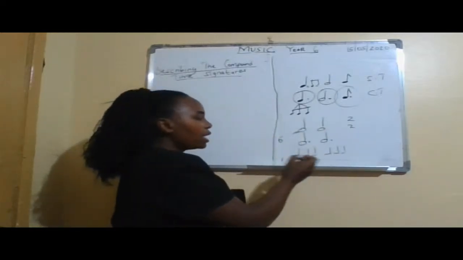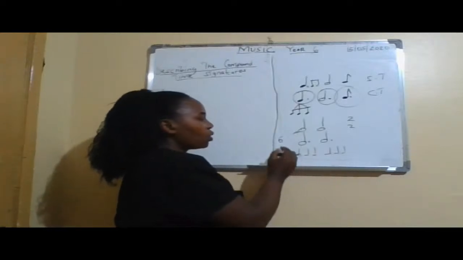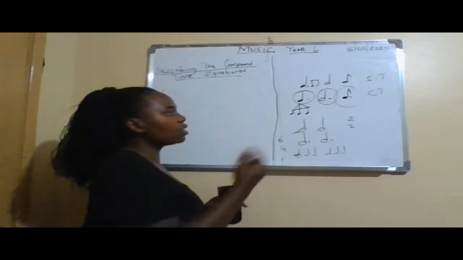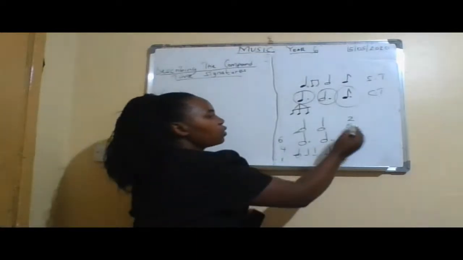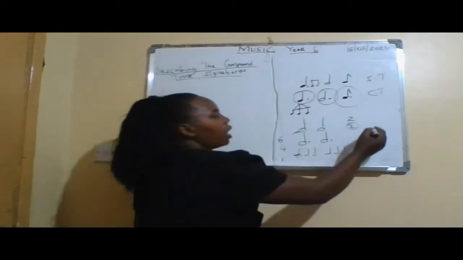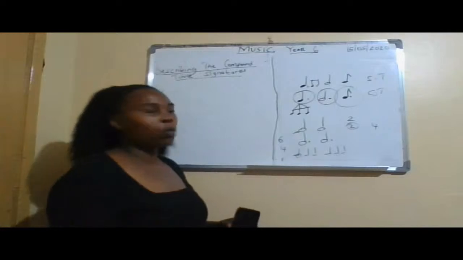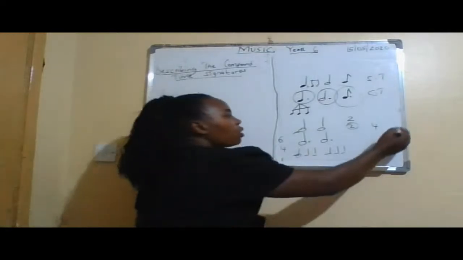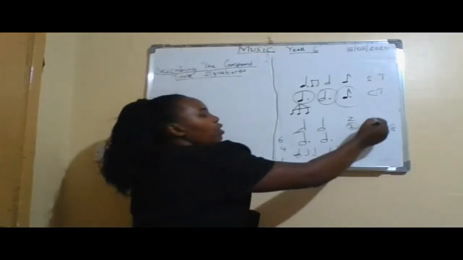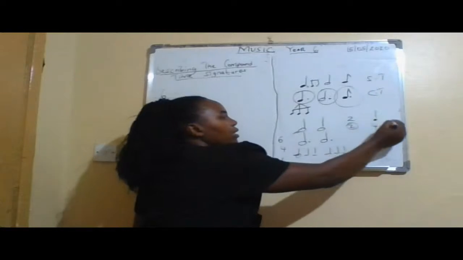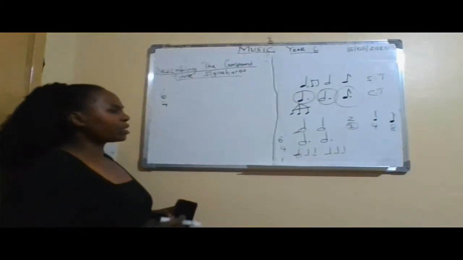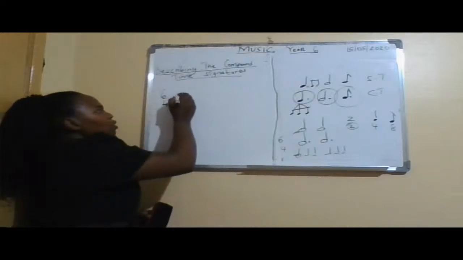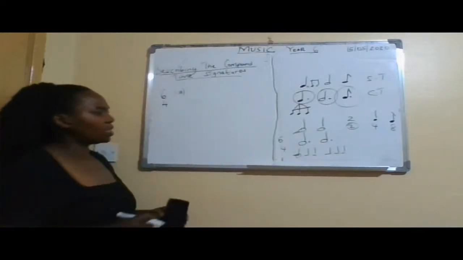And the bottom number is what? These are crochets. As I told you earlier, a minim is a half note, so 2 stands for the minim. When you have 4 here, it stands for a quarter note, that is a crochet. When you have 8 here, it stands for a quaver note. So I want us to look at how to describe.